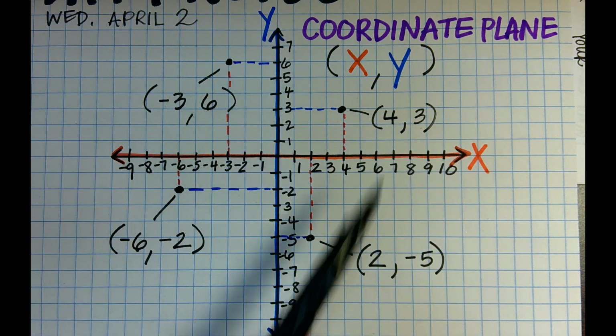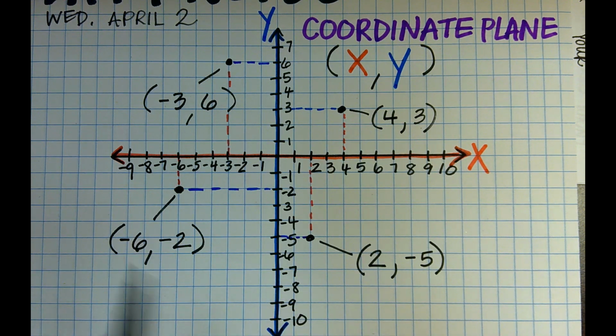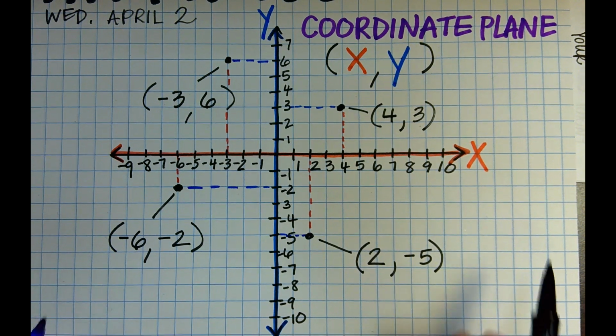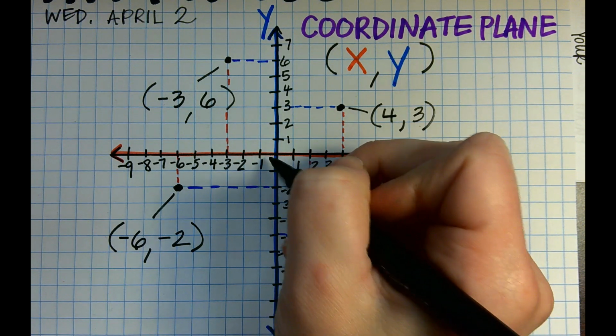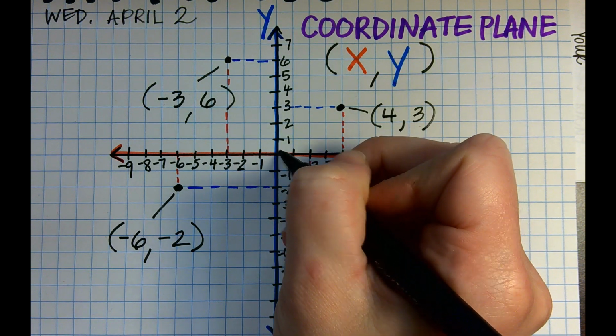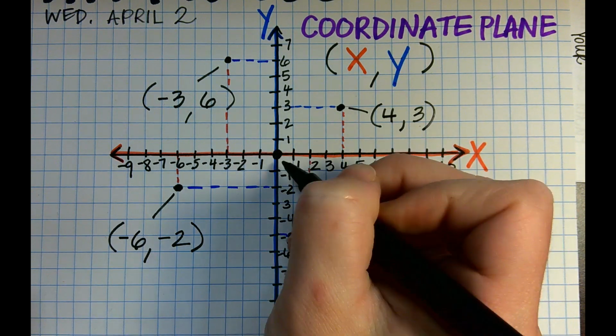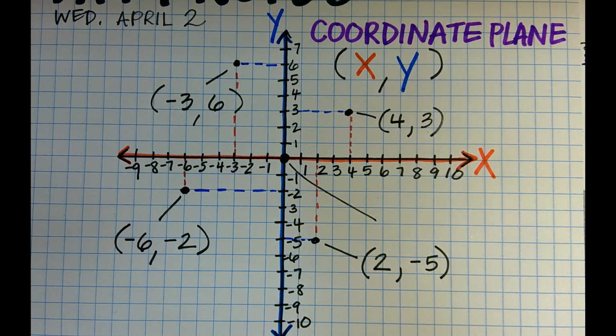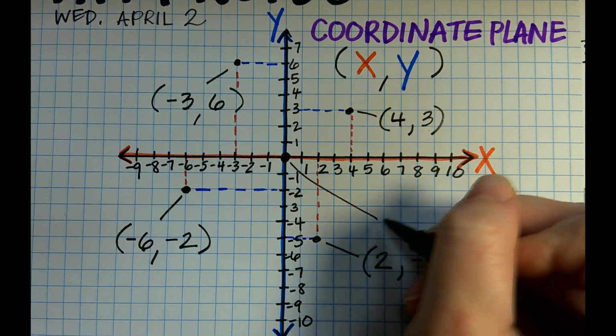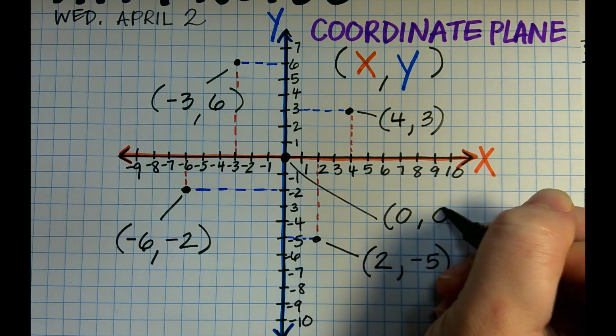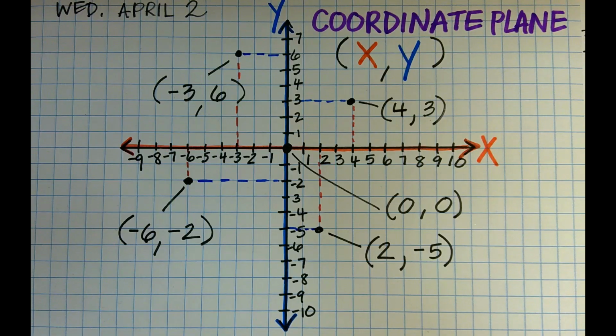So, we have 4 different points, all with 4 different locations and 4 different parts of this coordinate plane. Now here's a tricky one. Very last one I'm going to give you for now. What would this coordinate be? 0, 0. The middle of the graph is 0. 0, 0. Good.